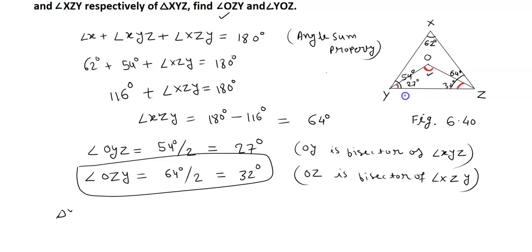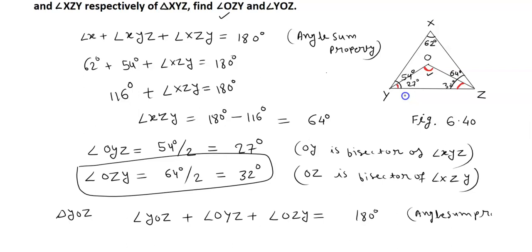In triangle YOZ, angle YOZ plus angle OYZ plus angle OZY is equal to 180 degrees, angle sum property. Got it? YOZ we have to find. It is missing. OYZ we got here as 27 degrees. Now OZY is here 32 degrees, and the sum is equal to 180 degrees.